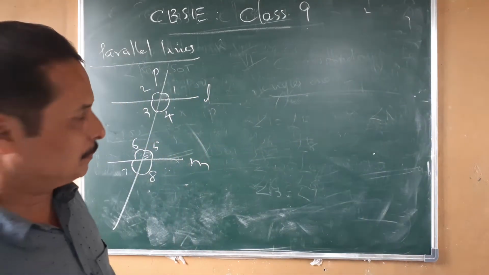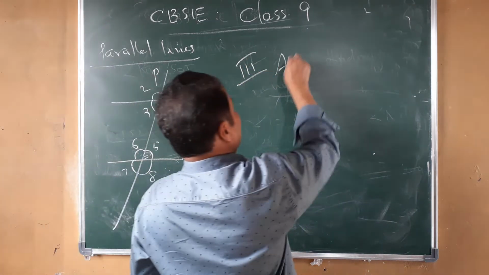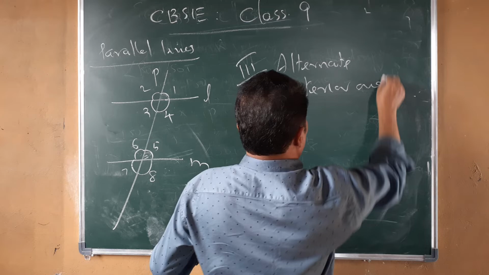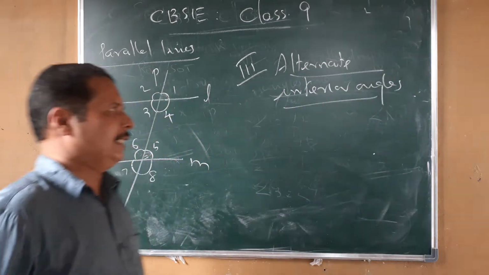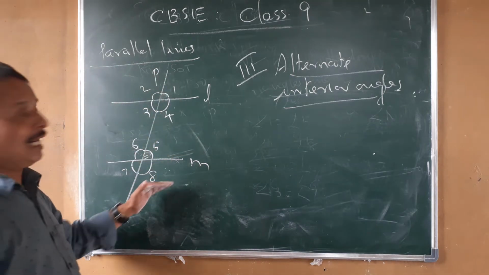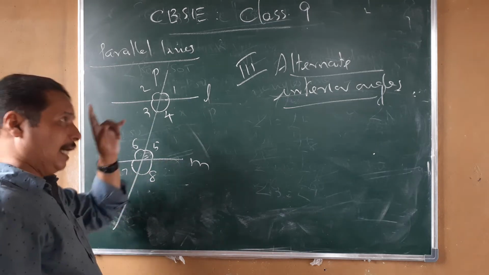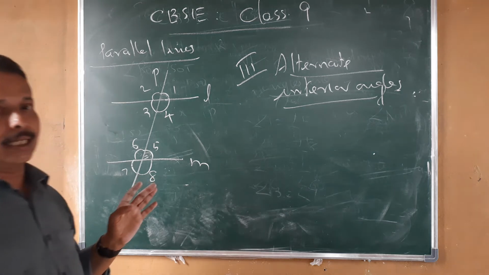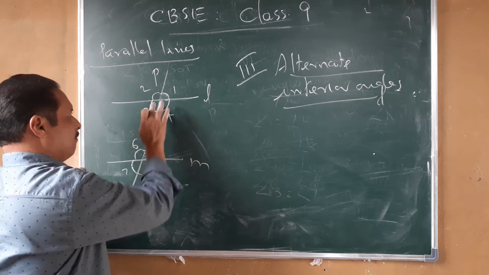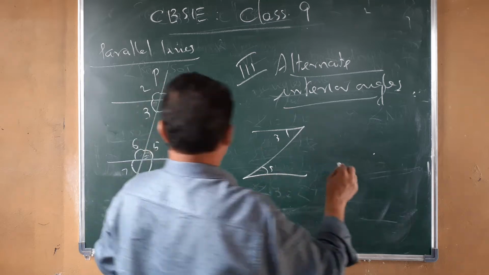Then number 3. Are you ready? Alternate interior angles are equal. Look at here. If two parallel lines are cut by a transversal, then the pair of alternate interior angles are equal. You remember alternate interior angles? 3 and 5. Look at here, 3 and 5. Here, it's a form of a set. 3 and 5. Similarly, you see that.